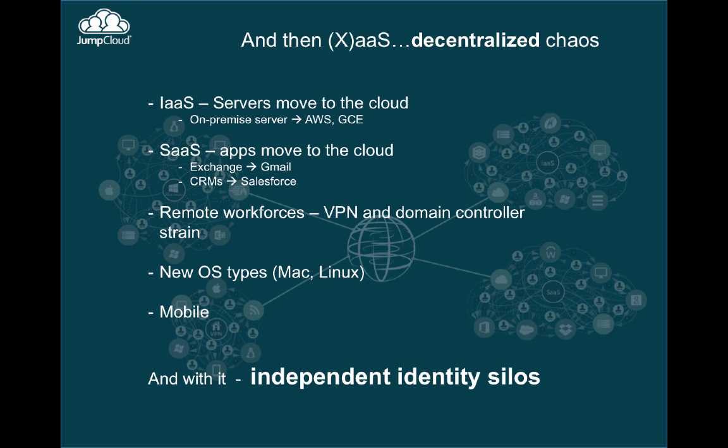And finally, mobility, the capability of having the power of the internet in your pocket and how that all relates to accessing corporate information. That's causing another level of decentralization. All of this has created, over the last decade, an independent silo mechanism of identities, different identities for logging into your machine, to your SaaS apps, to the Wi-Fi as an example, and we'll talk about more of that in a minute.